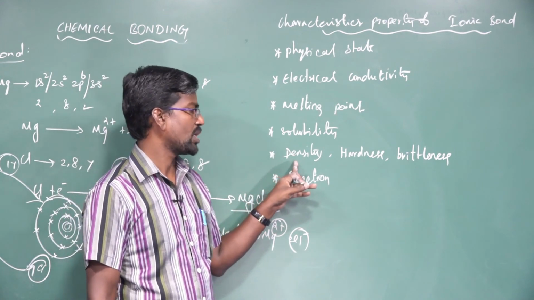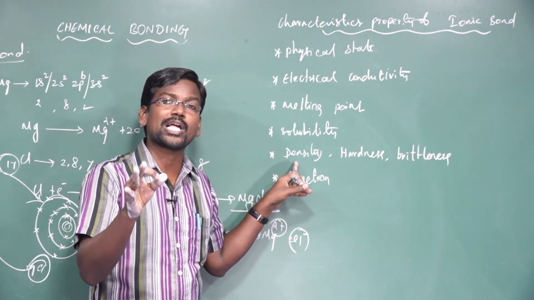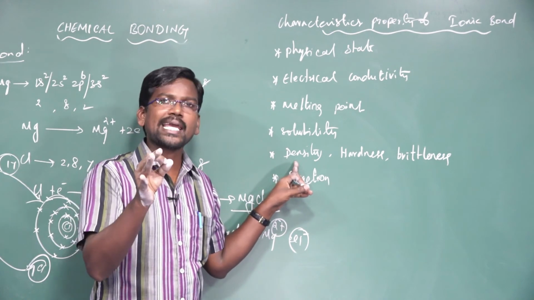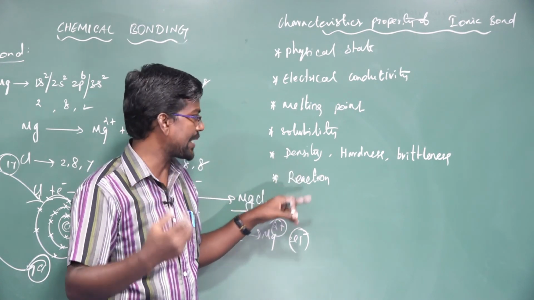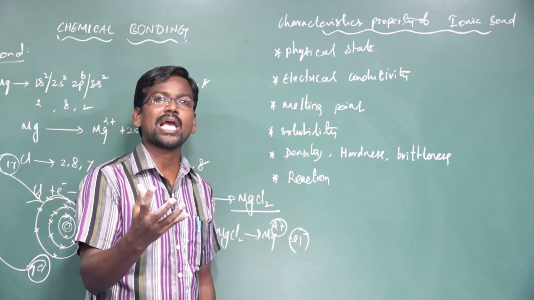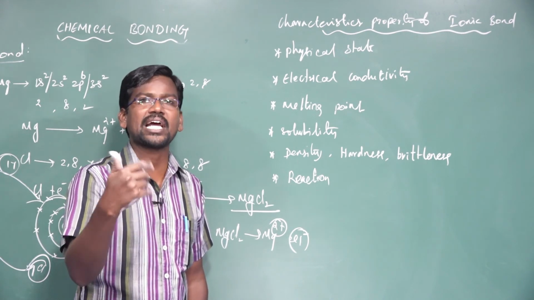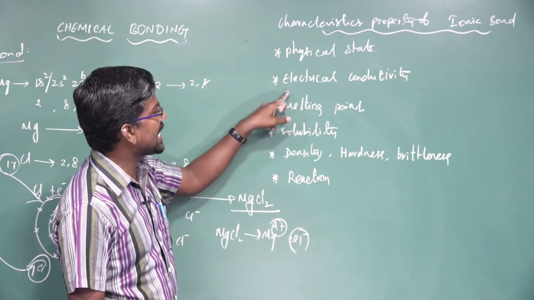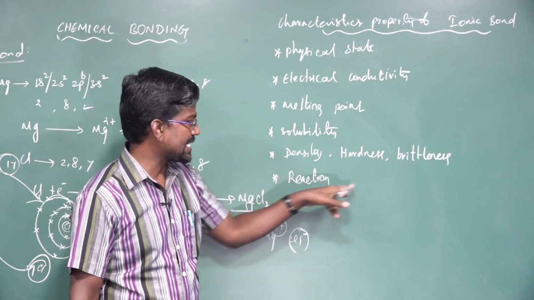Next one, density. Ionic compounds have high density. Ionic compounds are the hardest substances due to the electrostatic force of attraction between oppositely charged positive and negative ions. Ionic compounds are highly brittle substances, easily brittle. Reaction. Ionic compounds undergo ionic reactions, which practically occur as rapid or instantaneous reactions. It is a characteristic property of ionic bonds. The properties are: physical state, electrical conductivity, melting point, solubility, density, hardness, brittleness, reaction.